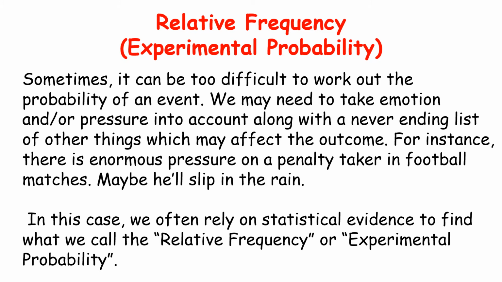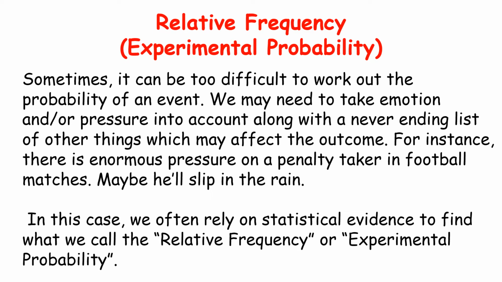For instance, there is an enormous pressure on a penalty taker in football matches. Maybe he'll slip in the rain. So although you might say you can either make the goal or not, the probability is not necessarily 50-50. Same with basketball. If you take a shot, you might get it or you might miss, but that doesn't mean the probability is 50-50. That's only the case for equally likely outcomes. So in the case that we talked about above, we often rely on statistical evidence to find what's called the relative frequency or experimental probability.